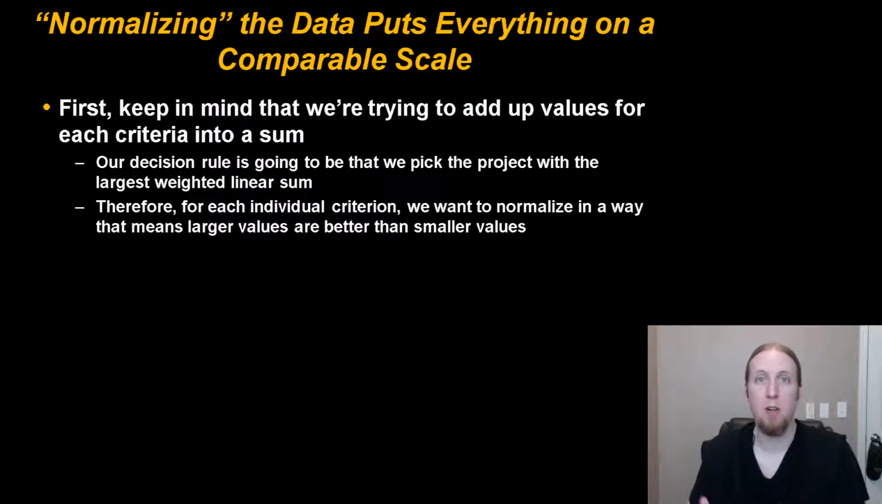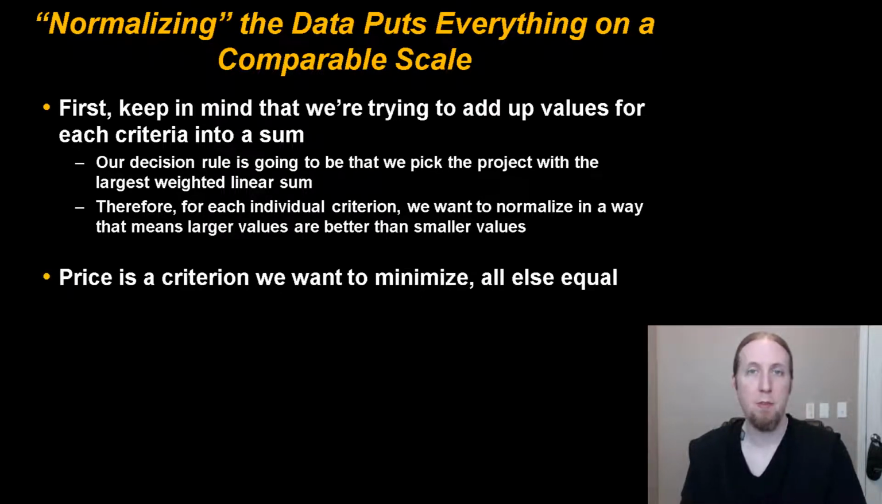Therefore, for each one of our individual criterion, that's why we're going to try and rescale things or flip the directionality of the data so that 1 is always best and 0 is worst, regardless of whether or not we want to minimize or maximize a particular impact. If we think about the car example, we want to minimize the price of the car. All else equal, we'd rather have a cheap car.